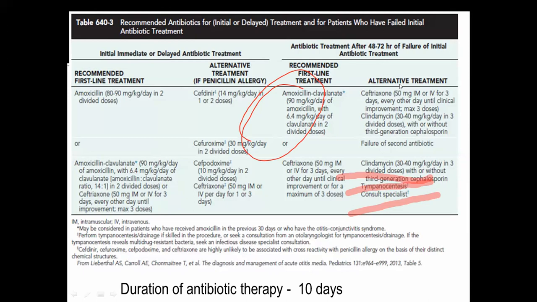And tympanocentesis. We will come to the indications for tympanocentesis a little later. So these are the antibiotic choices for managing acute otitis media in children, both for initial therapy as well as failed treatment. The duration of antibiotics will be 10 days.